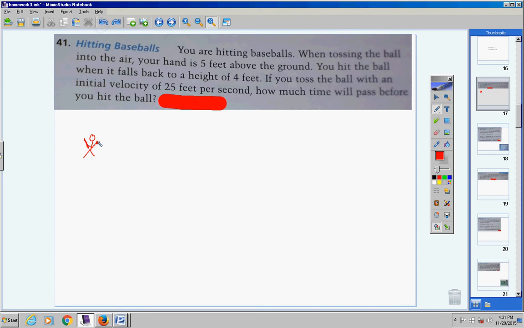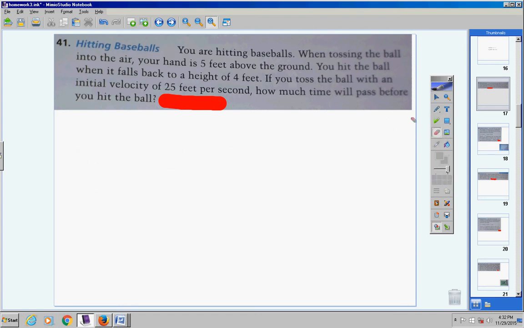So the ball goes up, and when it comes down, he strikes the ball at a height of 4 feet. So when the ball is about right here, that's when you swing the bat and hit the ball. Okay? So there's a little picture of what we're doing.